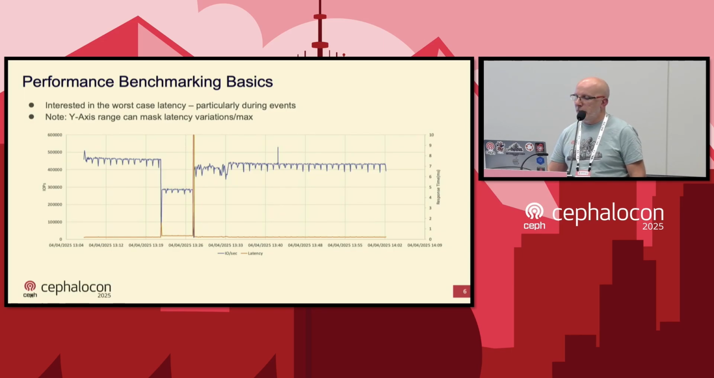But you can also mask some of these latency spikes just by the way that the graph is drawn. If you draw the y-axis with a short range, you can actually mask some of this. So just by generating a chart with the wrong formatting you can mask some of these latencies. So you have to be careful about how you plot the actual data.